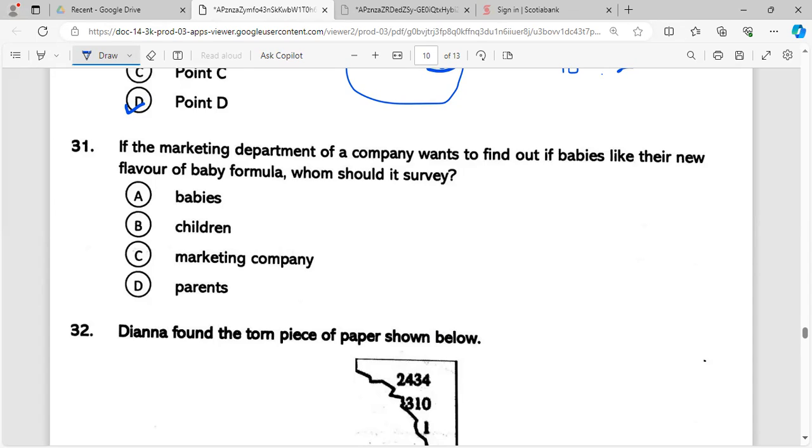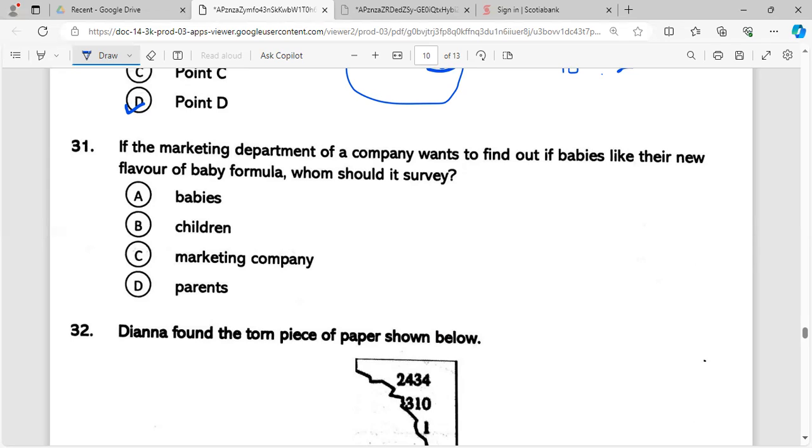The parents, to see if the parents tell you that the babies like to drink it. It would say parents. Or it's the babies, because the babies can't talk. The parents, you would have to talk to the parents because you can't talk to the babies, because the babies can't talk. It would be parents, sir.